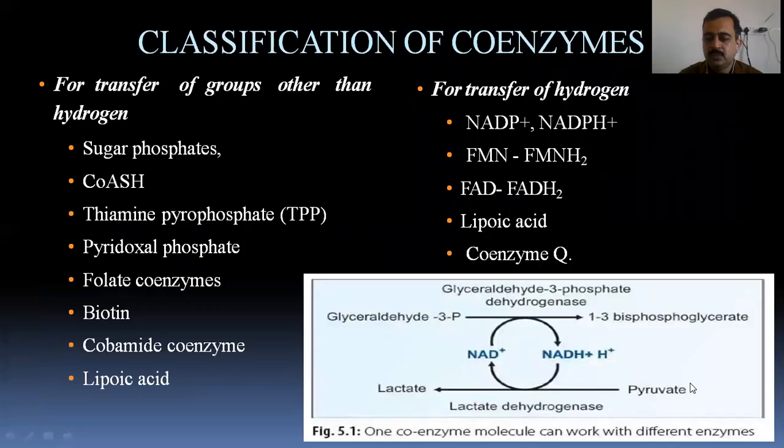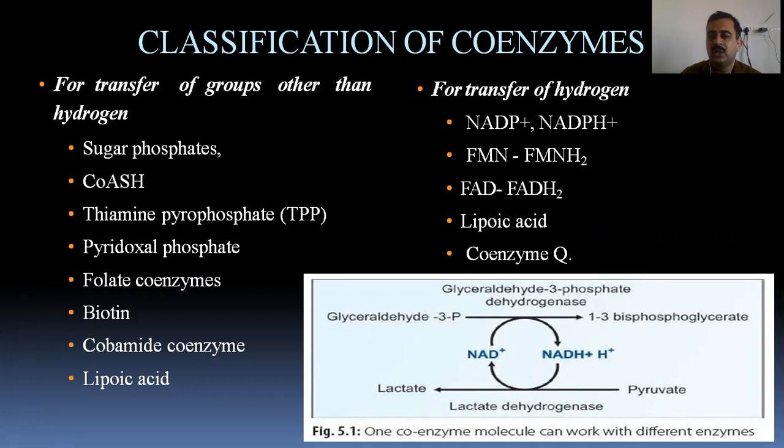Now, these enzymes are classified based on their specific coenzymes. How are they being classified? For that purpose, transfer of groups other than hydrogen. If hydrogen is not being transferred, then what is being transferred? It is the sugar phosphates, coenzyme A, thiamine pyrophosphate, pyridoxal phosphate, folate coenzymes, biotin, cobamide coenzymes, and lipoic acid. So all these are called group transfer mechanisms other than hydrogen.